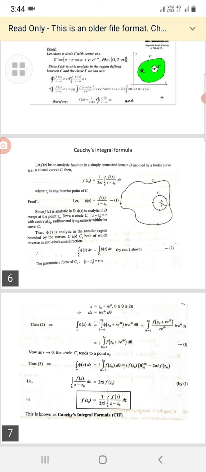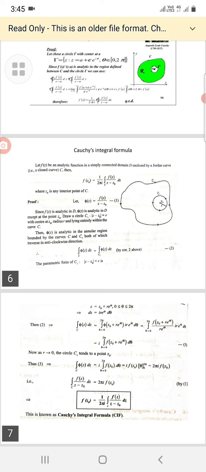The r e to the power of i theta in the denominator and the numerator cancel. So the equation becomes the integral over C of phi of z dz equal to i times the integral of theta from 0 to 2 pi of f of z0 plus r e to the power of i theta d theta. Take that as equation 2. Here r is the radius of the circle, so r tends to 0, and then that point becomes z0.